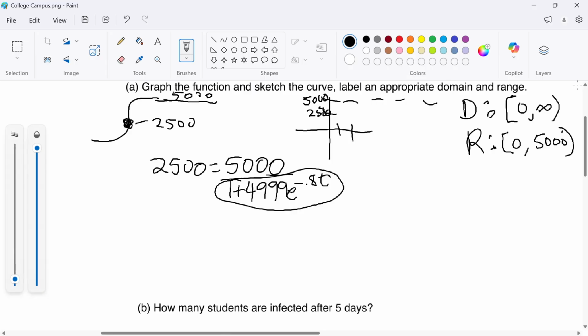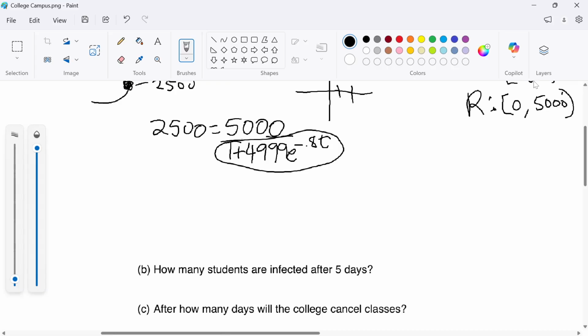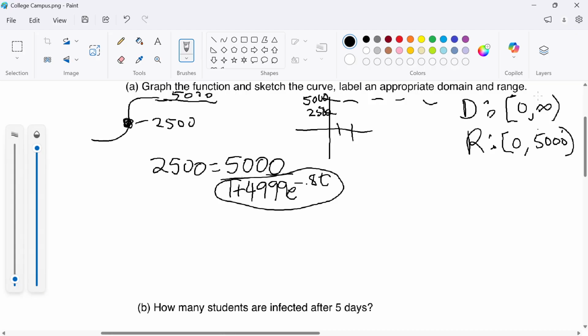5,000 divided by 2,500 is, not 25. Wait a minute. Oh yeah, I'm trying to find the inflection point. I don't know what I'm doing here. Later on, I have to use 2,000. So 5,000 divided by 2,500 is 2.